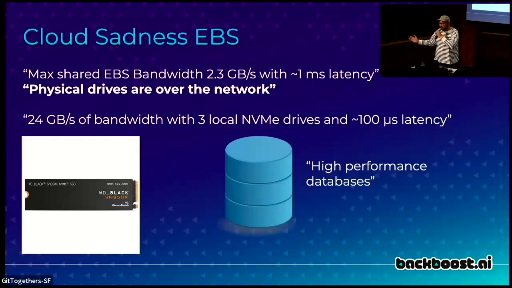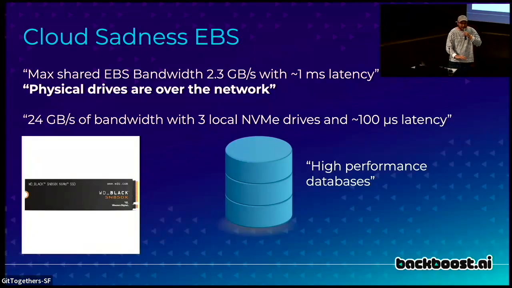Okay, so let's talk about cloud sadness. Why is elastic block storage not really a good system? The key thing is that your drives are over the network, so you're paying a massive amount of latency. Basically you have 1 millisecond latency for your reads and writes, give or take. But if you have a physical NVMe drive on your own server, it's only 100 microseconds of latency. So basically 10x more latency when you use AWS.